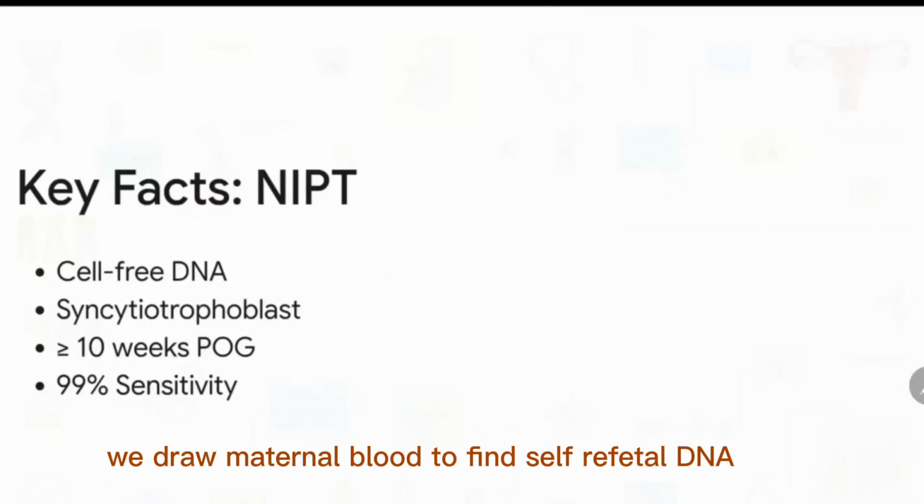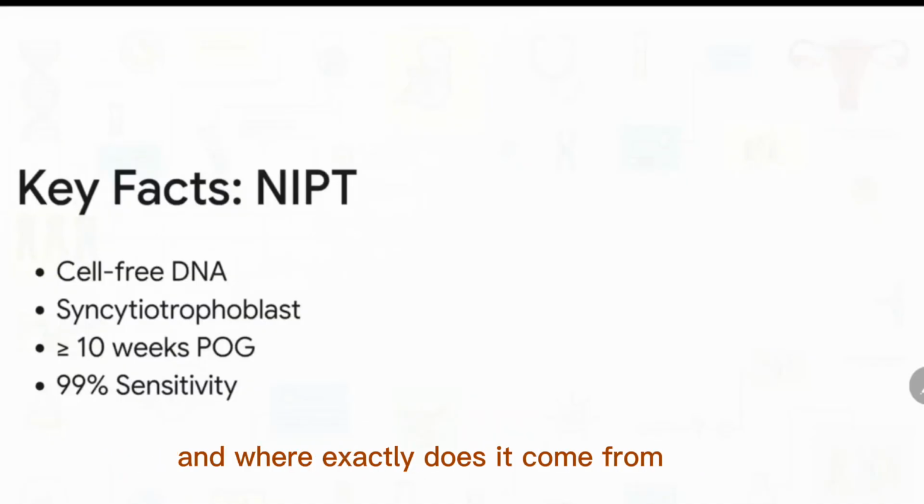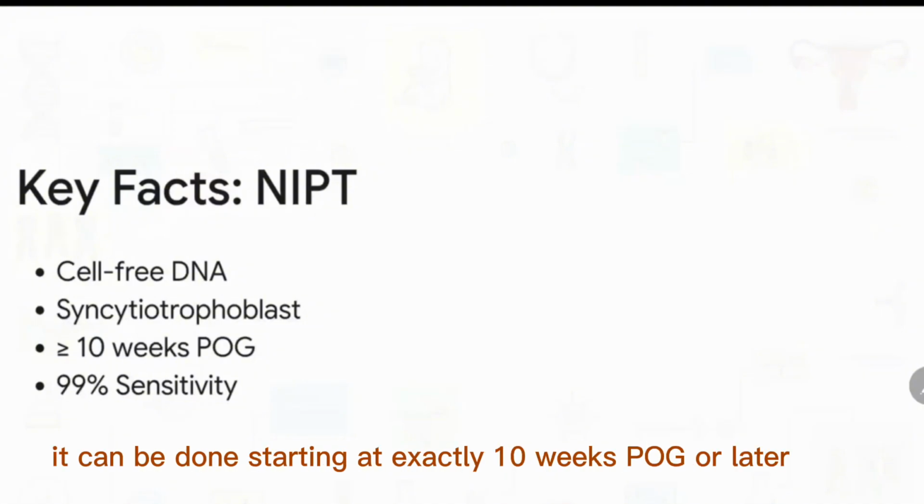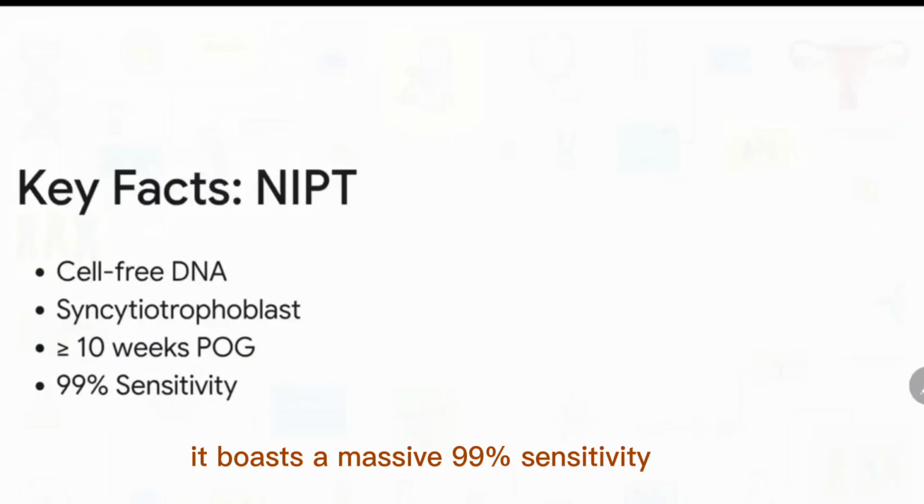We draw maternal blood to find cell-free fetal DNA. And where exactly does it come from? Apoptosis of the syncytial trophoblast. Remember that word, syncytial trophoblast. It can be done starting at exactly 10 weeks POG or later. It boasts a massive 99% sensitivity, but remember, doctors, it is still a screening test. It is not definitively diagnostic, and it can be pretty expensive.